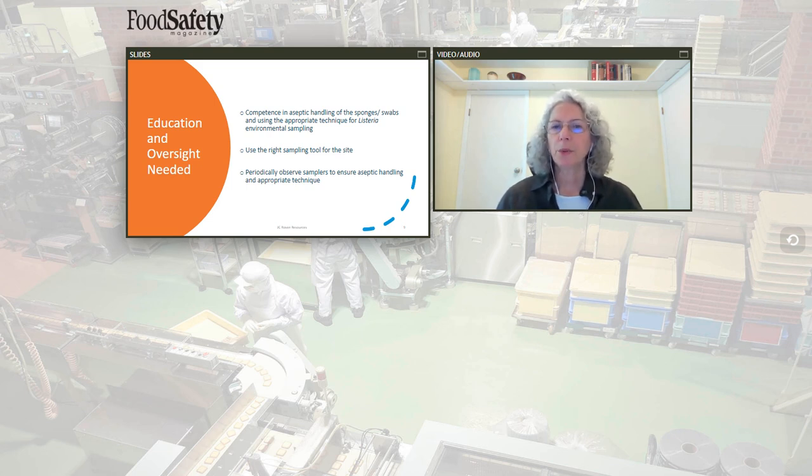And then I think it's really important, something that I don't see very often, is companies actually observing their samplers doing the swabbing, making sure they're using aseptic technique, making sure they're using the appropriate technique and really looking for that listeria. It's really important to get out there and do that and to retrain as needed.